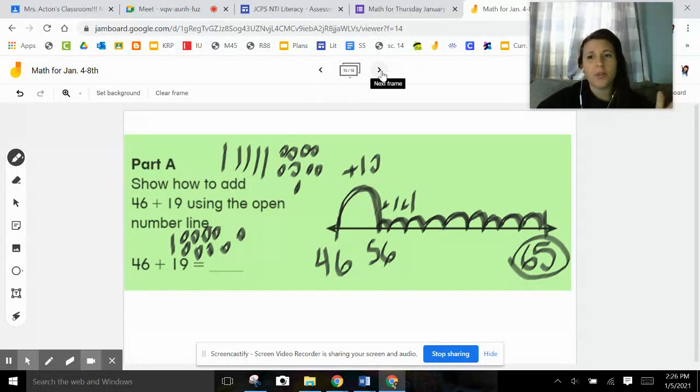So remember, you just start with the first number, add the second number along the number line, count your jumps, add those 10 sticks to it, and you should get to the right answer.